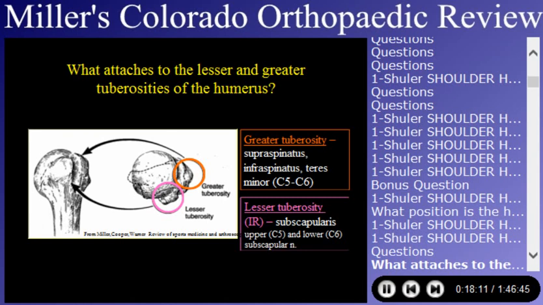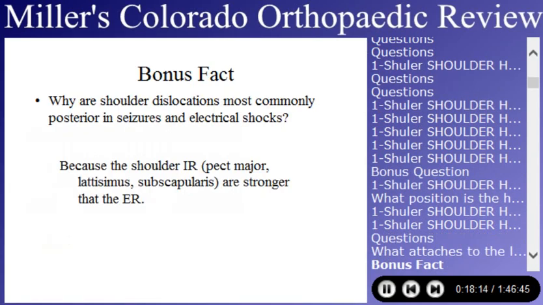Okay? The other thing to mention is don't forget, one of the things they'll try to do to you, even though we call those the internal rotators, that's not all the internal rotators of the shoulder. Because think about what happens when somebody has a seizure or has electrical shock. Where is the dislocation most likely going to happen to the shoulder? Posterior, right? So the internal rotators are actually stronger than your external rotators. And that's the reason why shoulder dislocations in seizures and electrical shocks are most likely posterior. And the internal rotators are things like the pec major, the latissimus, and subscapularis.